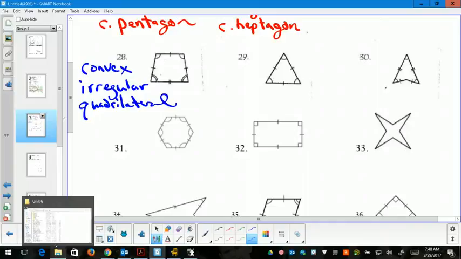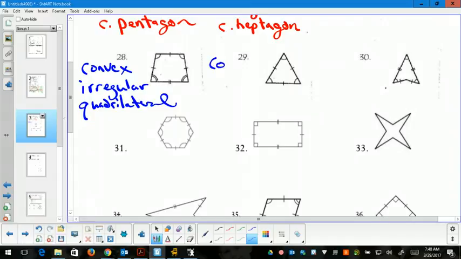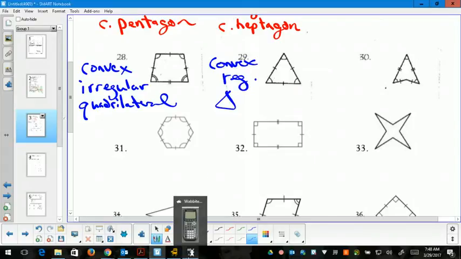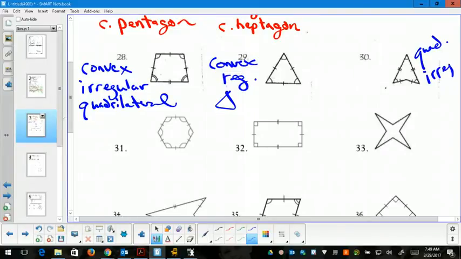Number 29. Miss Armstrong, what do you have for 29? Convex, regular, triangle, correct. Number 30 is not a triangle. In fact, it's a quadrilateral. It is irregular, and it is concave, because this one points in. Also, this diagonal connects outside.